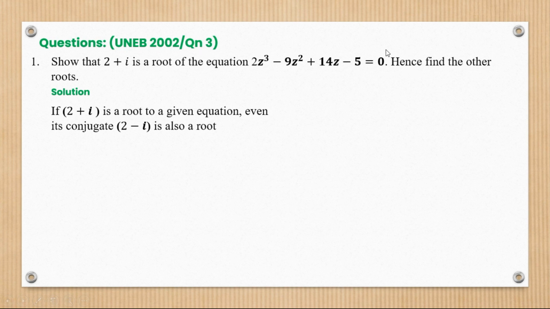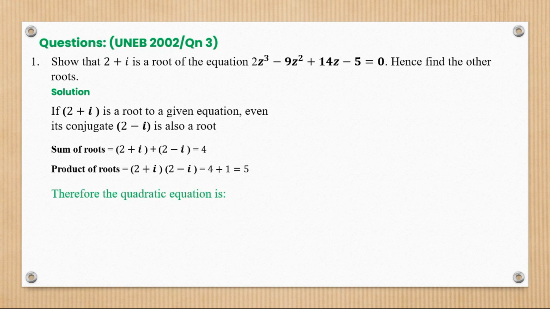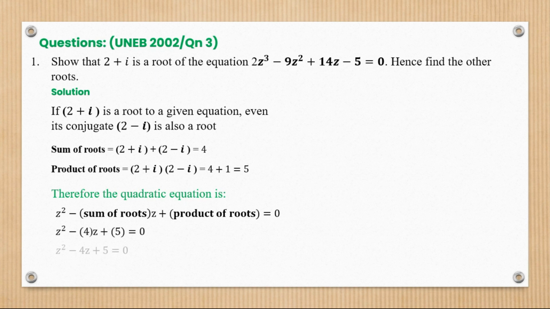What we know is a cubic equation is a combination of a quadratic equation times an equation with only 1 degree multiplying themselves. So we're going to first find the first factor, which is the quadratic equation. Let's follow the same procedure. The sum of roots is going to be equal to 4. The product of roots will be equal to 5. Therefore the quadratic equation that we're looking for is that. Using the same formula, we end up with z squared minus 4z plus 5 being equal to 0.